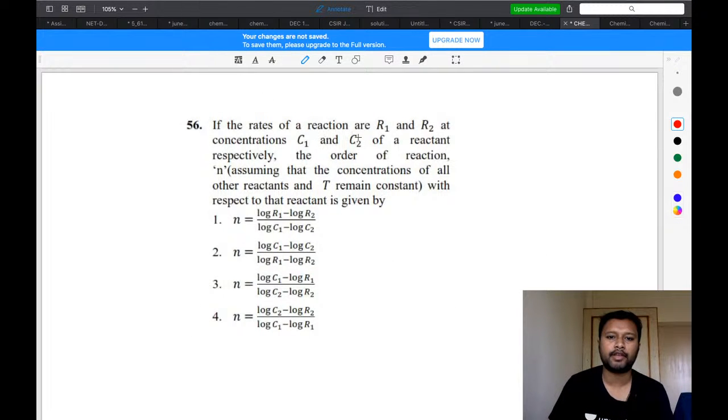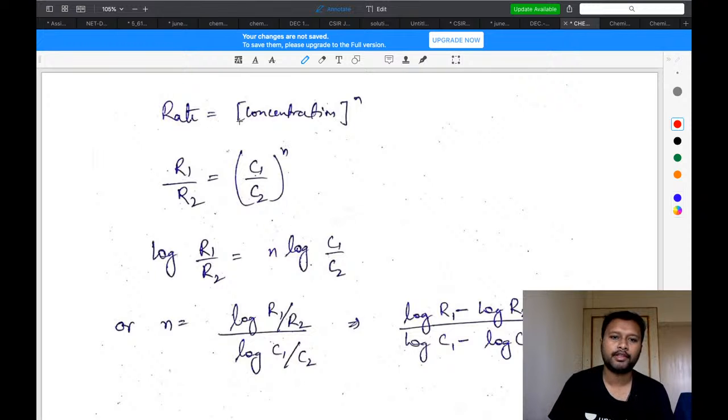It says that if the rates of a reaction are R1 and R2 at concentrations C1 and C2 of the reactant respectively, what is the order of the reaction n? This is also one of the equations which has been asked in the question, so you have to derive it. Let's say that the rate is equal to concentration to the power n. This is what we get from the rate law equation. So R1 will be equal to C1 to the power n, and R2 will be equal to C2 to the power n.